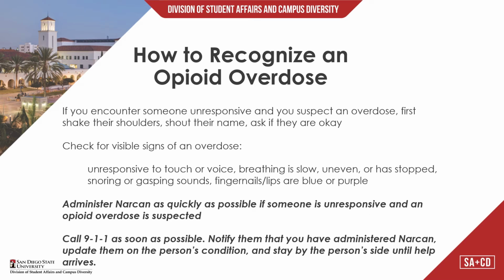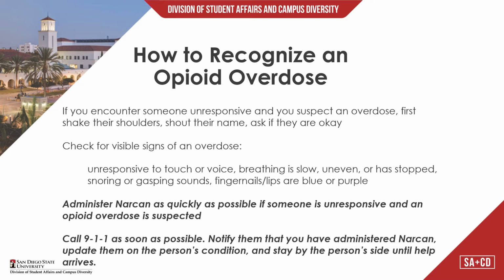If you encounter someone who is unresponsive and you suspect an overdose, first shake their shoulders, shout their name, and ask if they are okay. Check for visible signs of an overdose. This can include them being unresponsive to touch or voice, their breathing has slowed, it may even be uneven or has stopped completely, snoring or gasping sounds, or fingernails or lips are blue or purple.